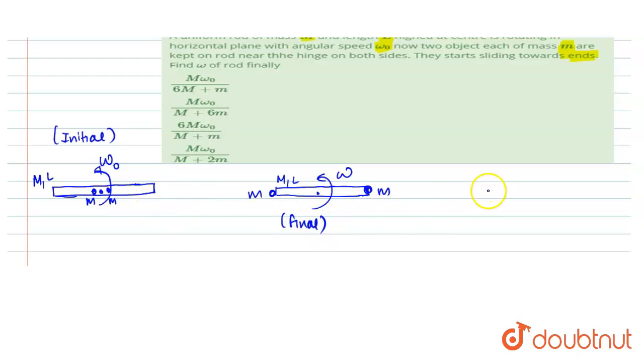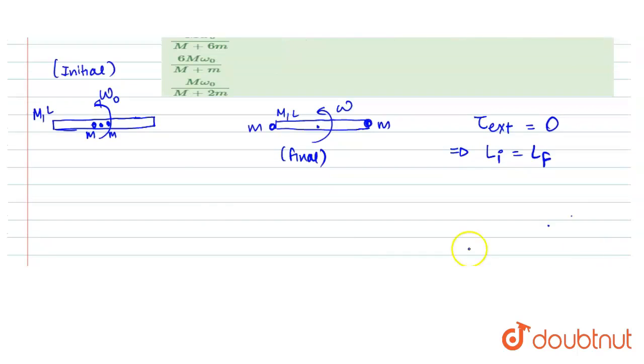As we can see, from initial to final situation, taking these two masses and the rod as a system, the net external torque acting on the system is 0, right? So that's why angular momentum will be conserved. So let's talk about the initial angular momentum. Initially the angular momentum will be due to the rod plus the masses. As we know, angular momentum is written as I into omega, right? So that would be I1 omega 1 equals I2 omega 2, correct?